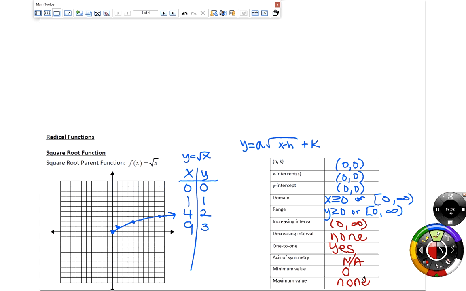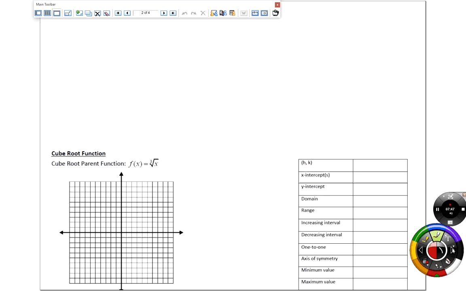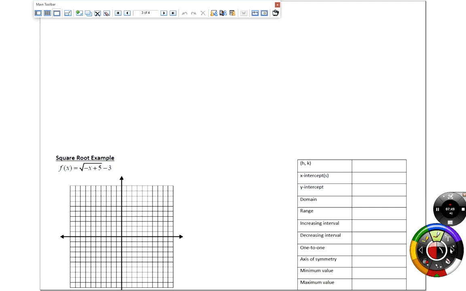Okay, so let's go to the example of this before we do the cube root function. Pick out the transformations and make sure we understand them, and then make sure we can adjust the table to get new points once a graph is transformed and fill this out. Okay? So here's our square root example. Okay? So for those of you that can't see it, the equation looks like this.